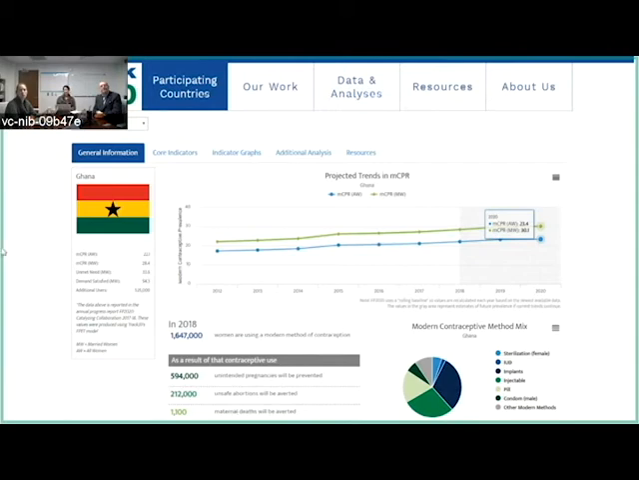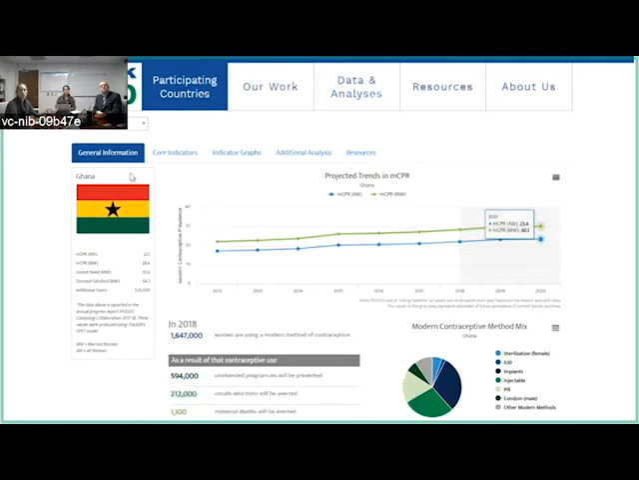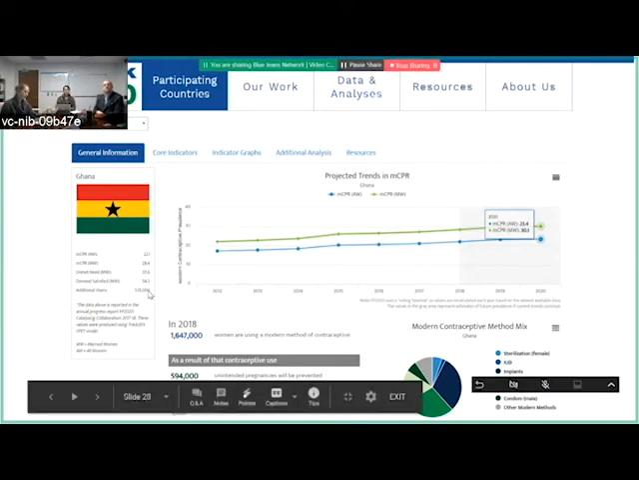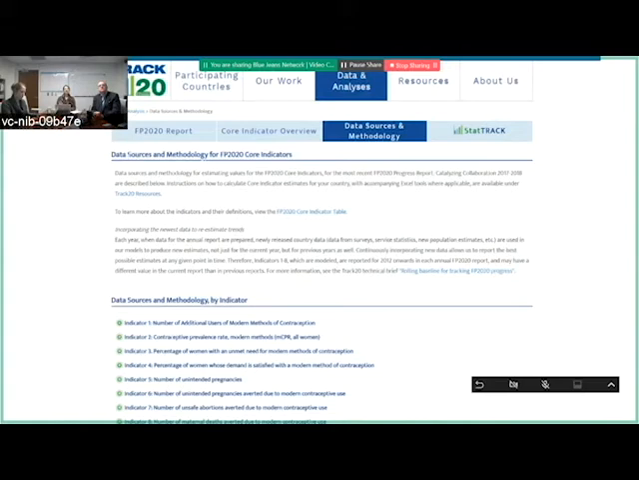And here, this is a screenshot, but again, if it wasn't, I could track all along here and see the measures. I can see the modern contraception method mix here for Ghana. You'll see I can see general information, core indicators, indicator graphs, and other resources. Here I have both married women and all women. Those are the measures that are taken. You can also see a little more about the data collection. I'm going to go to my next slide where we're actually looking at the data sources.